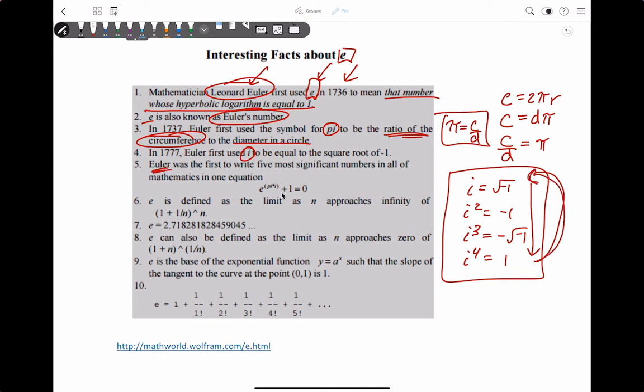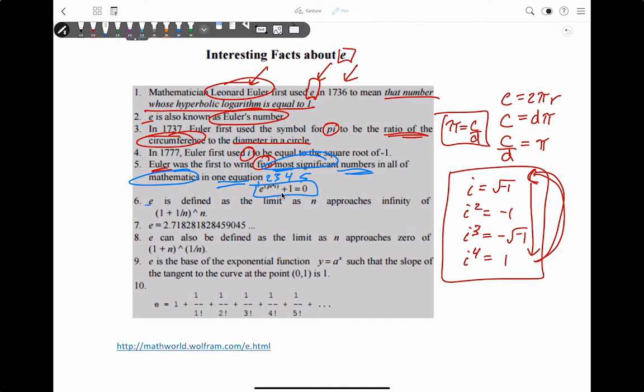Then Euler was the first to write the 5 most significant numbers in all of mathematics in one equation. I'm talking about 1, which is e; 2, which is pi; 3, which is i, the square root of -1; 4, which is 1; and finally 5, which is 0. Euler was the first to write one equation that encapsulated everything. And yes, e to the pi times i plus 1 is equal to 0. Now that you will learn whenever you're in calculus, but Euler was responsible for this.